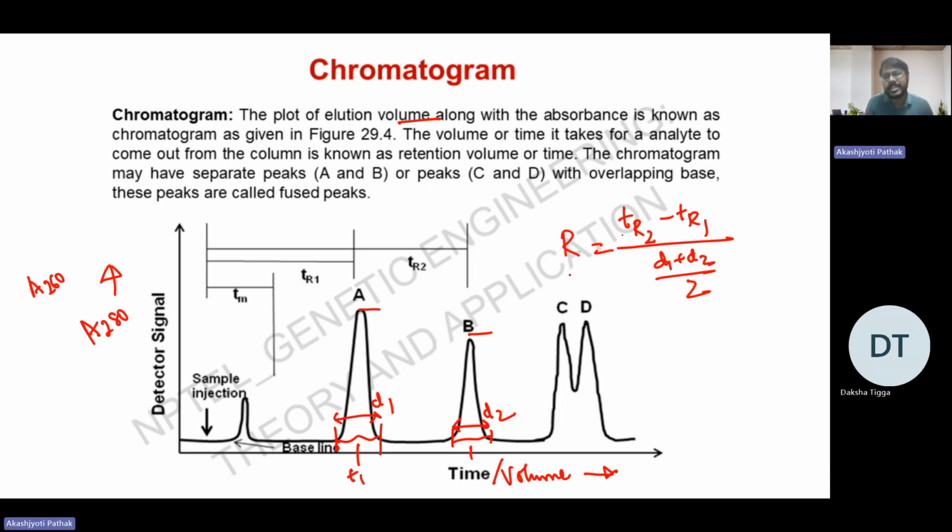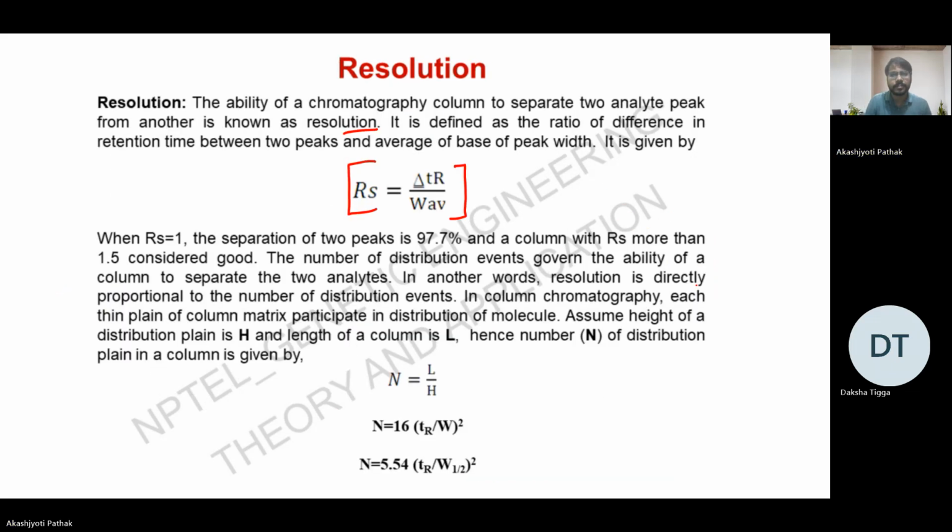Okay, so resolution is the ratio of the difference in retention time between the two analytes divided by the average of the peak width of the two analytes. Average of the base of peak width. So remember this formula. When resolution is 1, what does it mean? The separation is very good, isn't it? The separation of two peaks is 97.7%, and a column with Rs more than 1.5 is considered good.